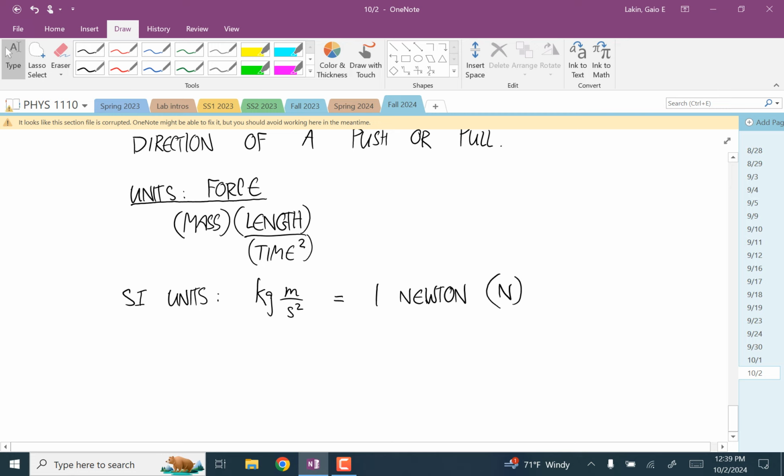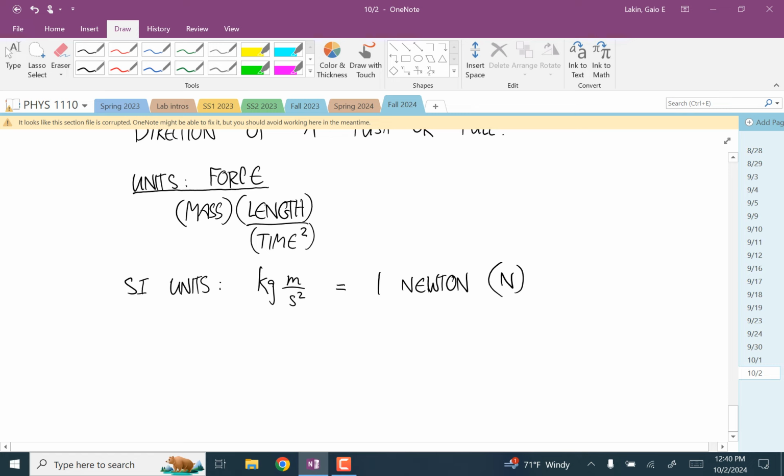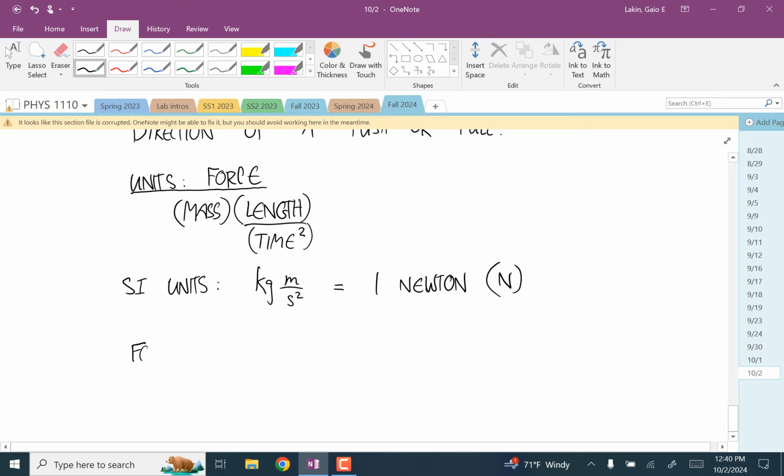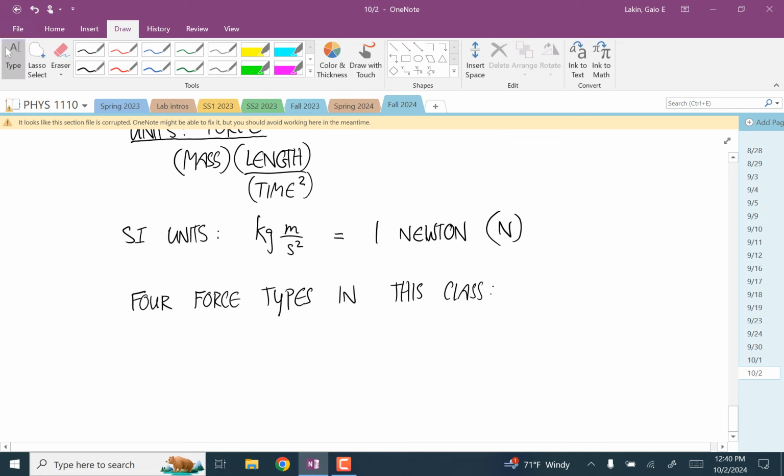There are only 4 types of force that we're going to see in this class. That's going to help simplify problems when they start looking kind of complicated. So there are 4 force types in this class. The first one is the weight force. And like I said, that's the force applied by gravity.